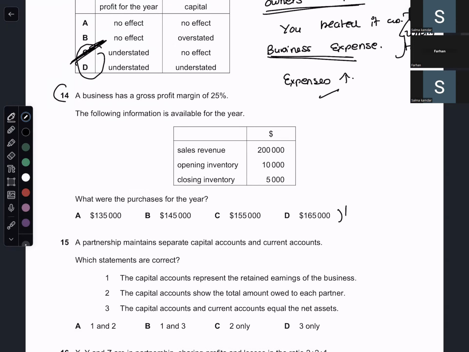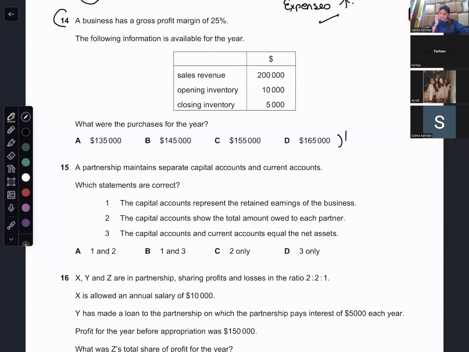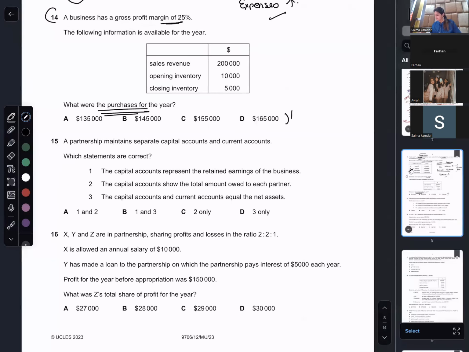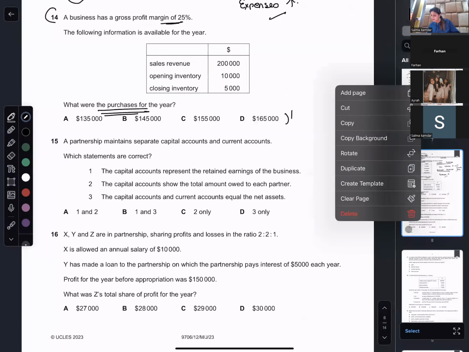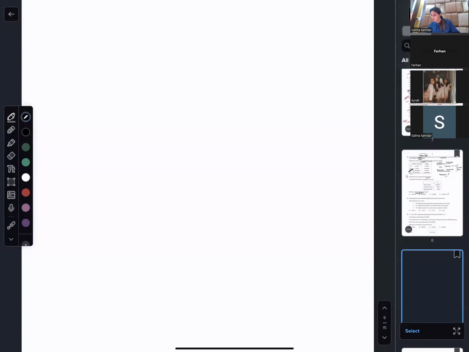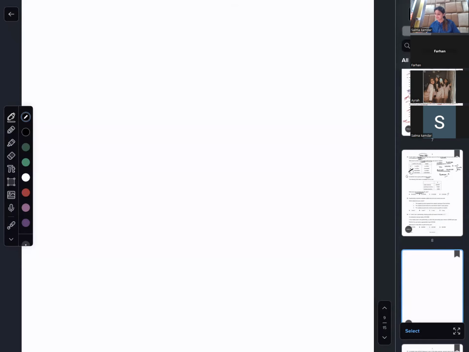Now I wanted to try the 14th one, then I will help you. Come on, let's do the 14th one. What do they want from us? They want us to find the purchases for the year. They have given us the gross profit margin, correct? What is the thing that is coming to your mind?